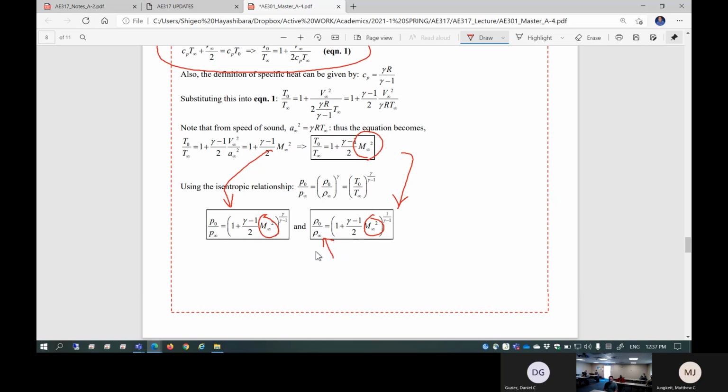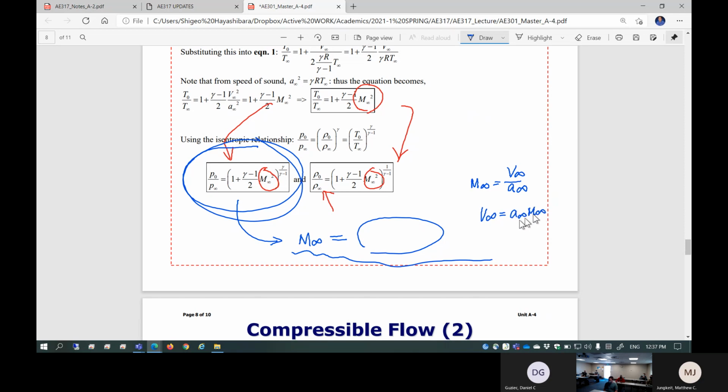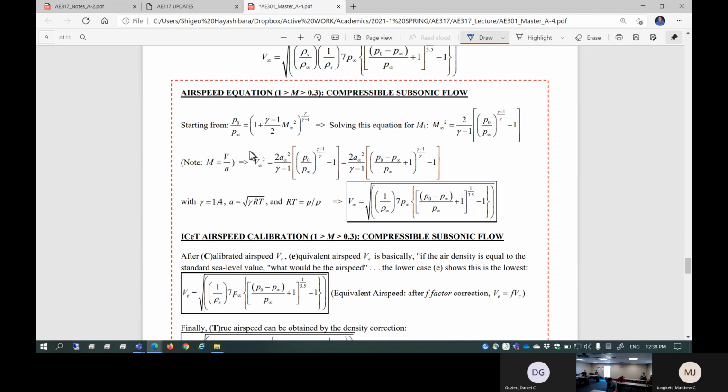Do you remember those things? Okay, so starting from this equation, you are going to solve for Mach number. Knowing that Mach number is equal to V infinity over A infinity, V infinity is equal to A infinity times Mach number. This is the airspeed. So the airspeed equation comes from this equation, next page. Starting from this equation, you're going to solve it for Mach number.